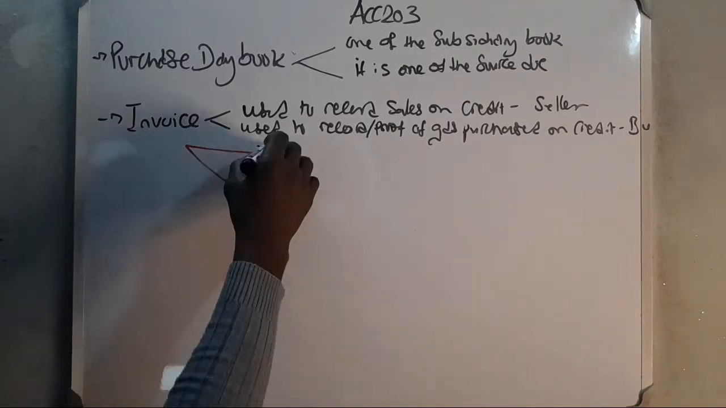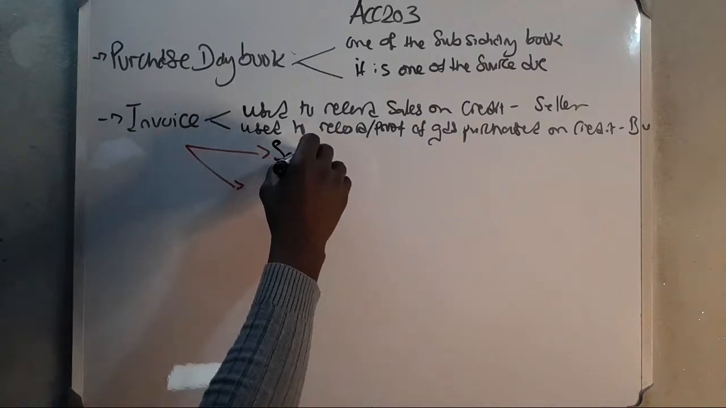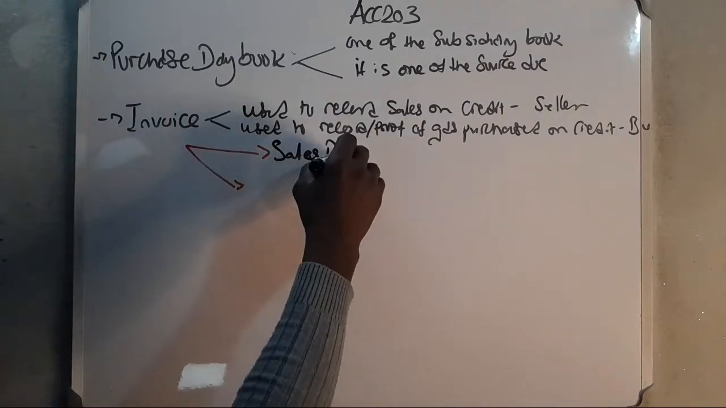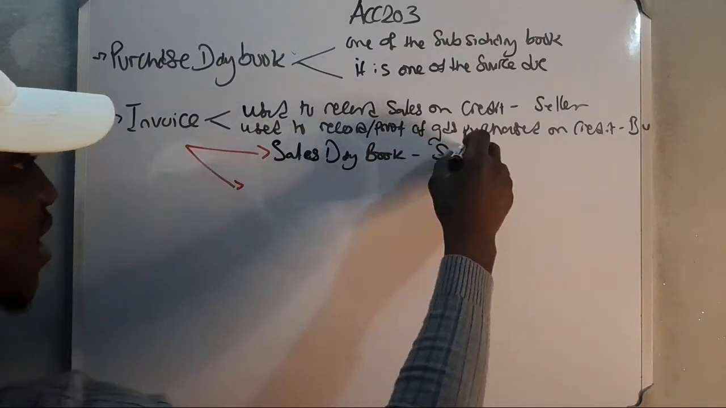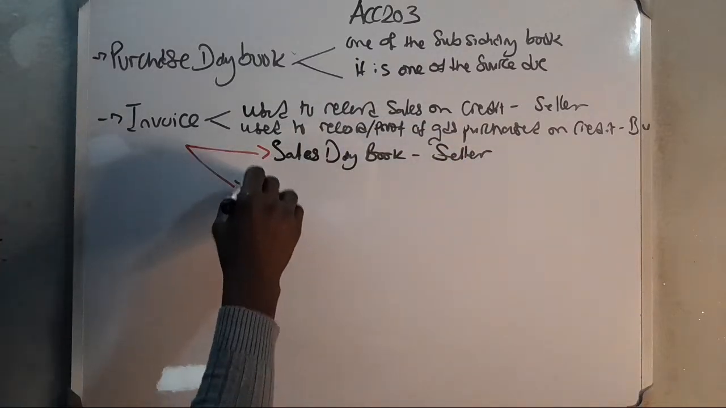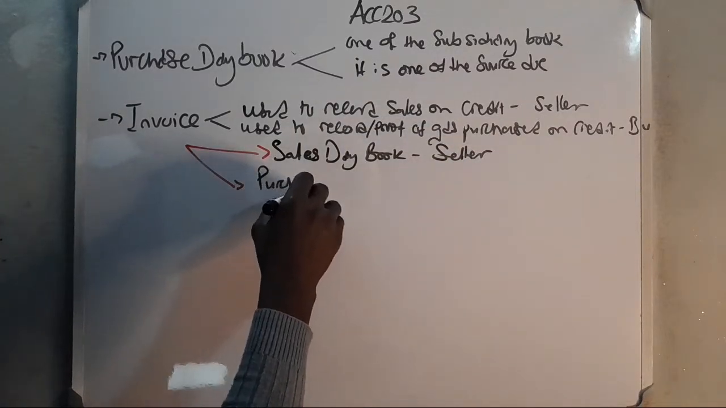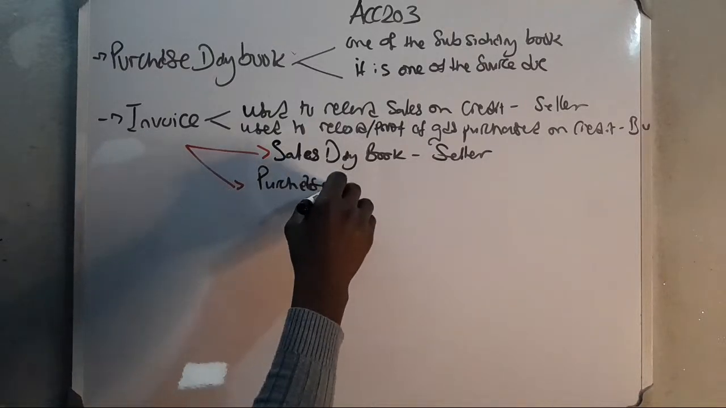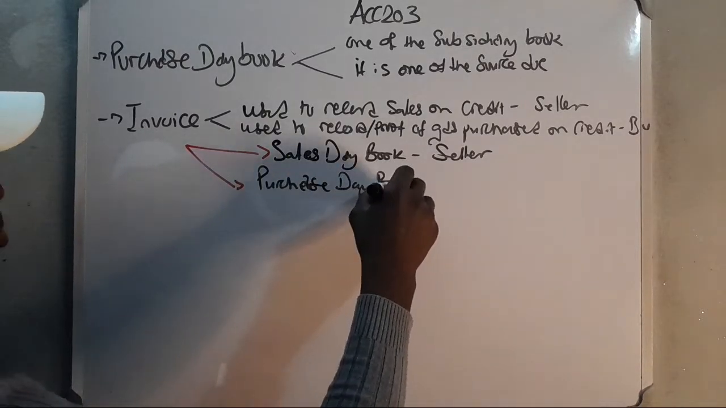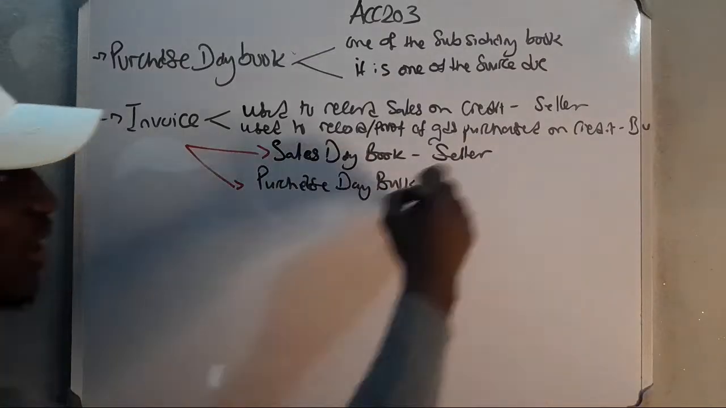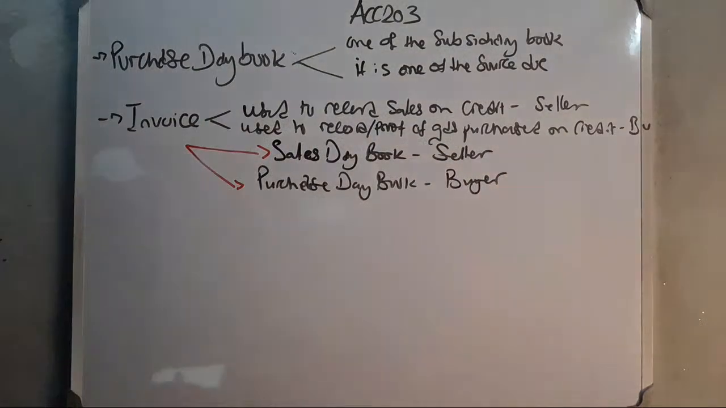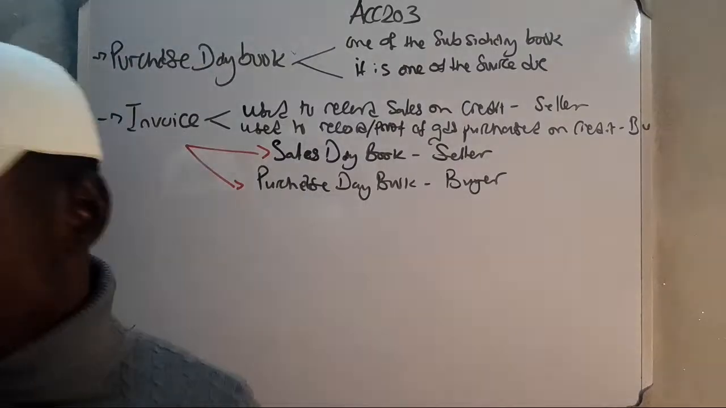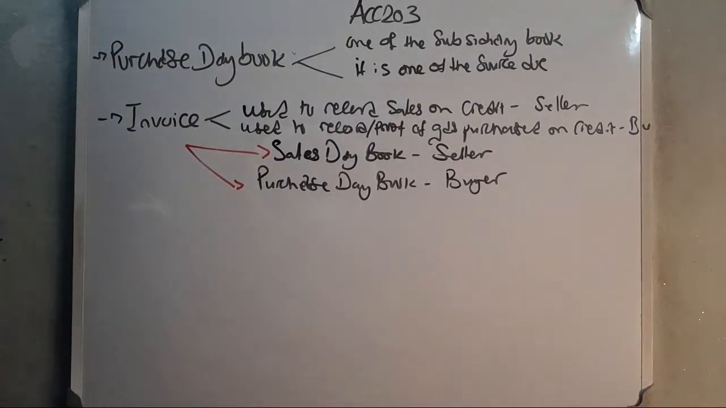This invoice is used by the seller as the sales day book. All right, seller. Now, the invoice to the buyer is the purchase day book. Are we together? Buyer. This is exactly what I have been trying to explain. This same document means different things to different persons.